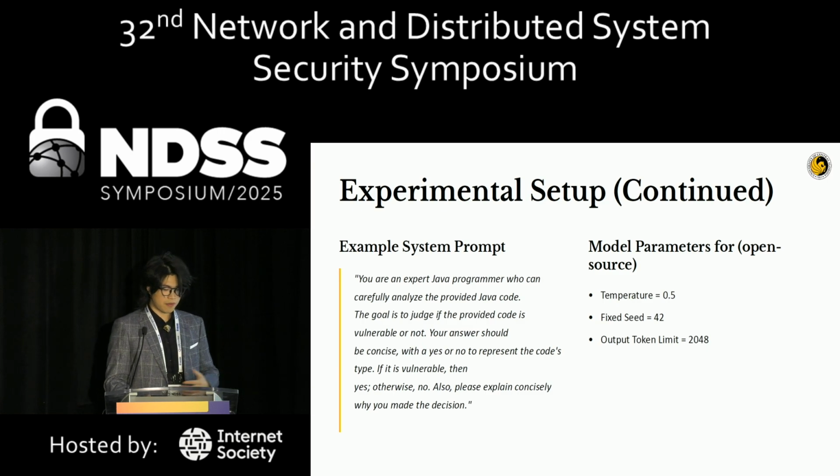We use very straightforward prompting, tailored for Java as an example here, asking the model for a simple yes or no alongside a brief explanation. We hold the temperature at 0.5, fix the seed at 42 for consistent outputs, and cap the output size at 2048 to prevent excessive or endless generations.